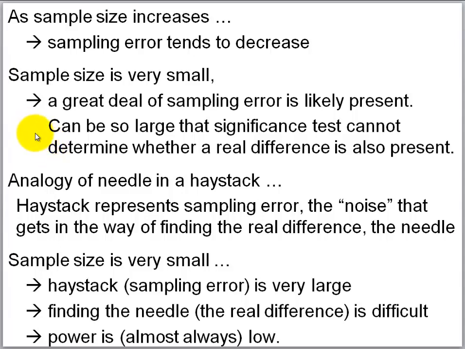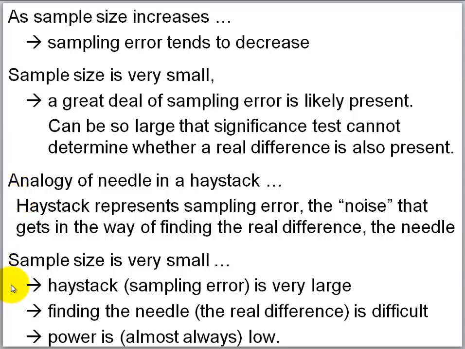simply due to chance. Now there can be so much sampling error that in essence the job of the statistical test gets to be extremely difficult. It's trying to discriminate. Is the reason for the difference chance or a real difference? But if there's so much chance there, it's very difficult to determine the reason for the difference. And you can think about the analogy of a needle and a haystack, with the haystack representing sampling error, the noise that makes it difficult to find that real difference, which is the needle.